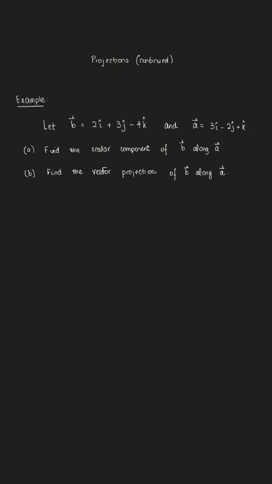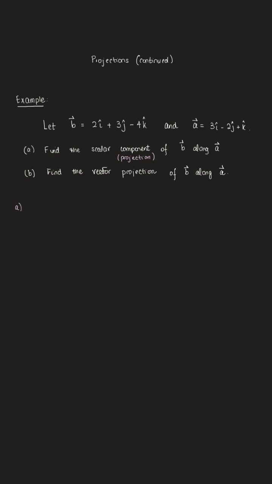Okay, in this example, we have given two vectors. Vector b is 2i hat plus 3j hat minus 4k hat, and vector a is 3i minus 2j plus k. And in part A, we want to find the scalar component. We also say scalar projection. So scalar component and scalar projection mean the same thing, of b along a. And for part B of this problem, we want to find the vector projection of b along a. So let's get started.